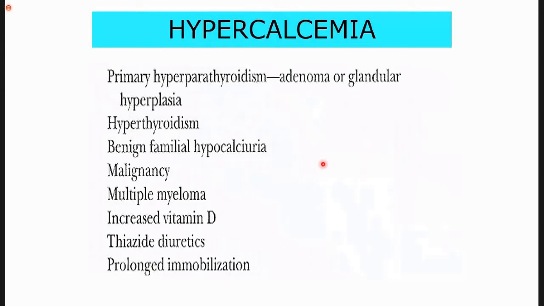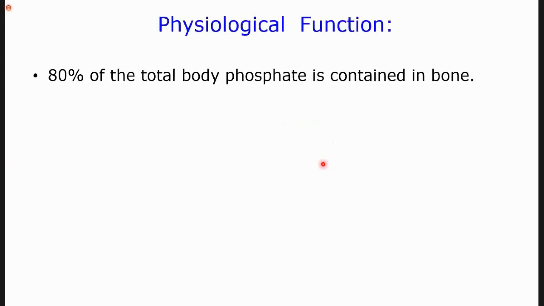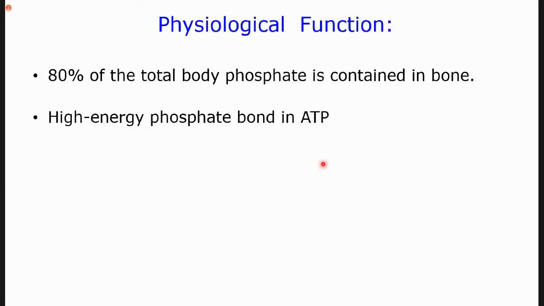Now, coming to the phosphates. The relation between calcium and phosphate is really important for bone health. Some physiological functions of phosphate: 80% of total body phosphate is contained in bone. Phosphate is involved in ATP, which is the energy currency of a cell, and the high energy phosphate bond gives the characteristic of chemical energy to adenosine triphosphate.